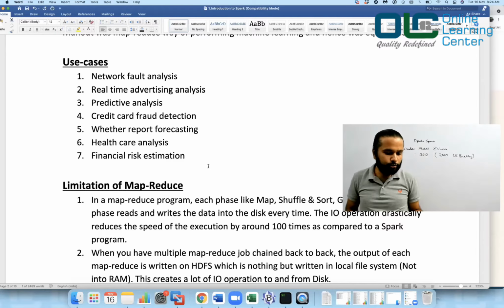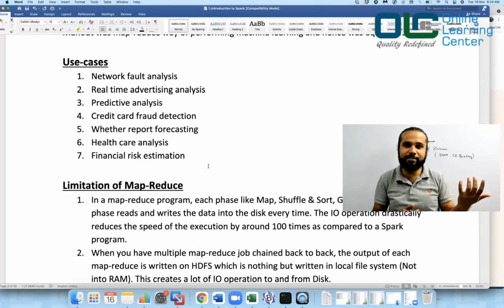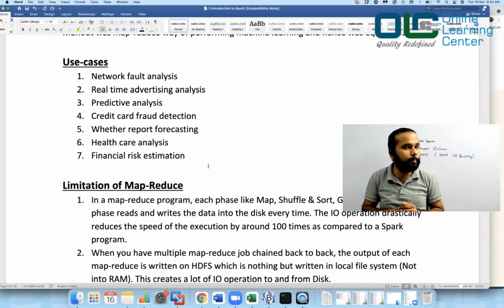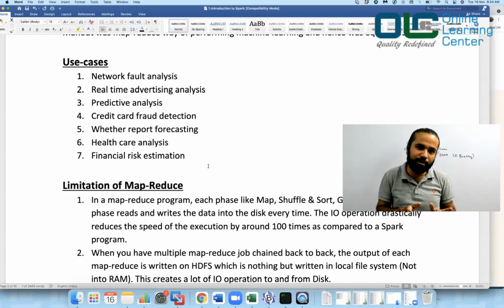Use cases. What are the use cases where people would be using big data, Spark and all together? So let's understand this. Network fault analysis. Think about Amazon, right? You cannot even imagine how much network these Amazon guys have created. We always say, hey, it's a cloud, we are going to work on cloud. But let me tell you, it's cloud for you, but behind the scenes, it's Amazon who has built the whole infrastructure for you. And you cannot even think at what scale the infrastructures are created.